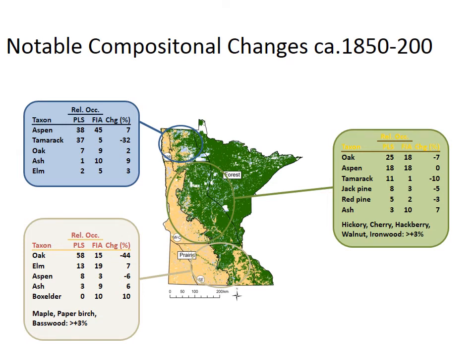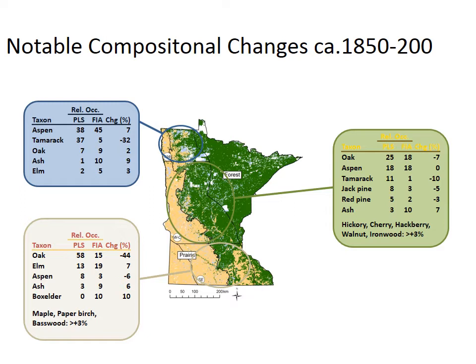So here's some notable composition changes in different regions along the prairie forest border. In the northwest, aspen went up. The PLS is the Public Land Survey. If you look at the little table there, before settlement, and FIA is Forest Inventory and Analysis, so that's the contemporary data. So aspen went up, tamarack went way down, oak went up slightly, ash went up, and so on. And then the percent changes are there.